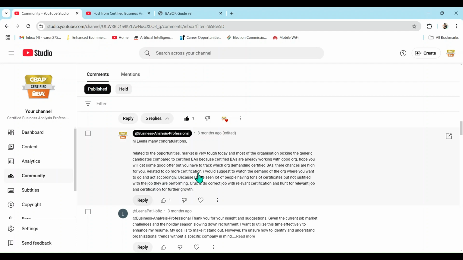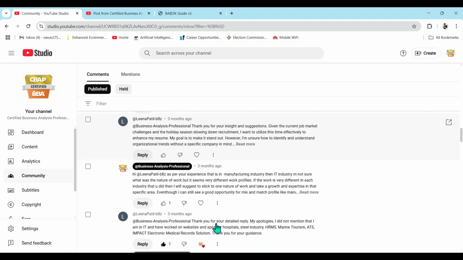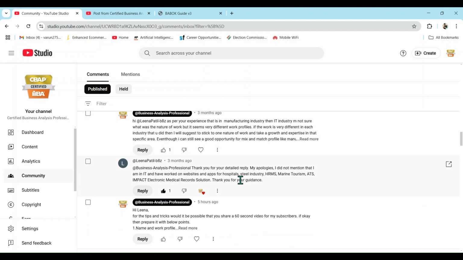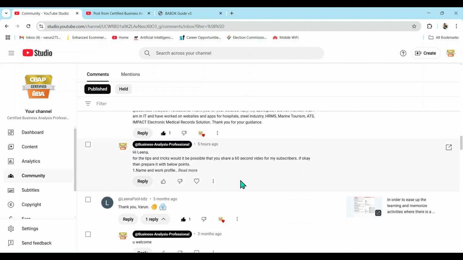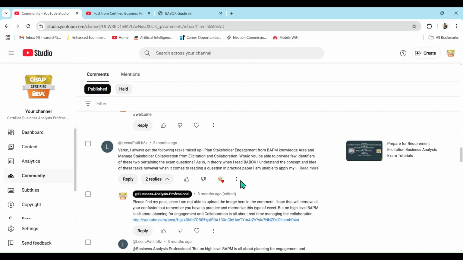Related to doing more certification, I would suggest to watch the demand of the organization where you want to go and act accordingly. Because I have seen a lot of people having tons of certification but not justified with the job they are performing. Crux is do the correct job with relevant certification and hunt for relevant job and certification for further growth. So it's all about the market. So leave these questions.